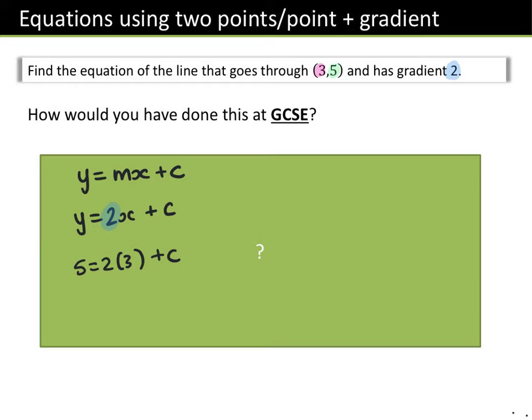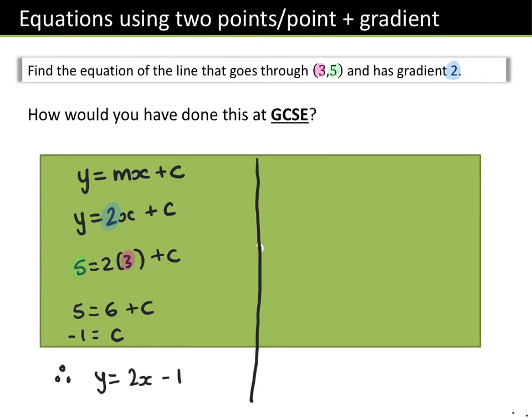And again, this is our x coordinate and our y coordinate that I've substituted in. So then I've got 5 equals 6 plus c, so minus 1 equals c. Therefore, our equation is y equals 2x minus 1. So there's one way to do it, and that way works for the majority of the time.